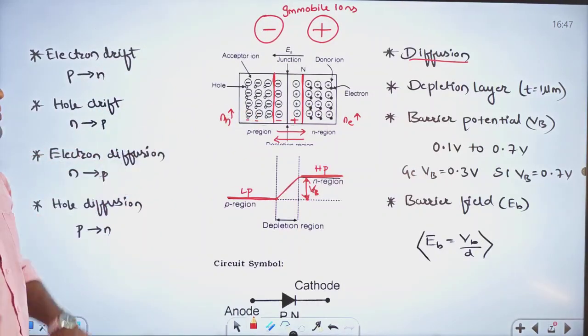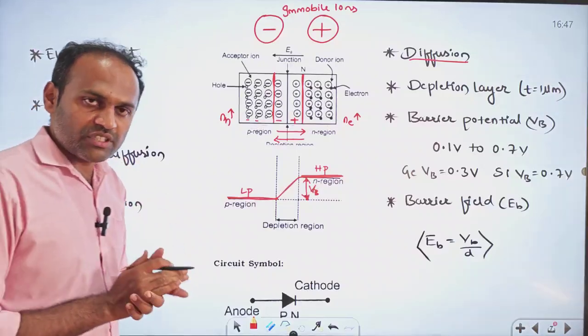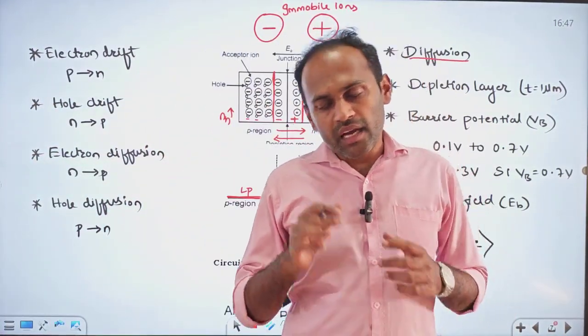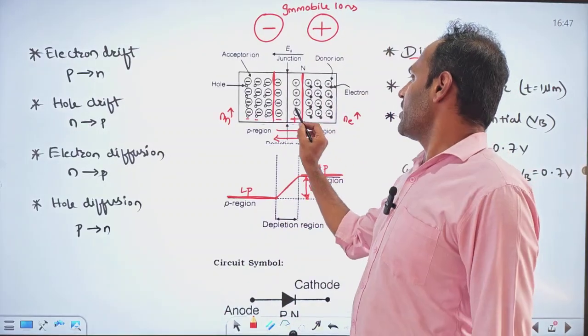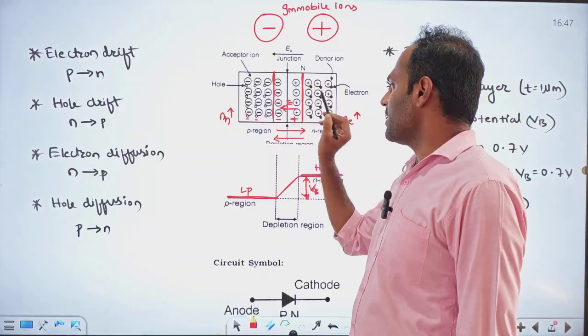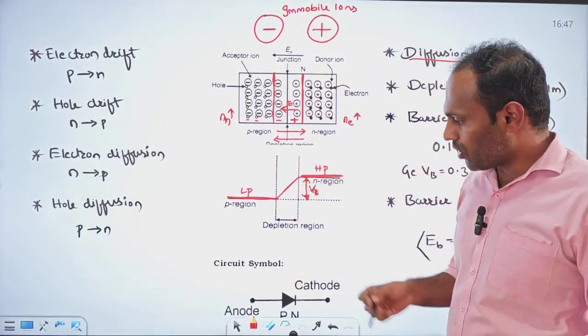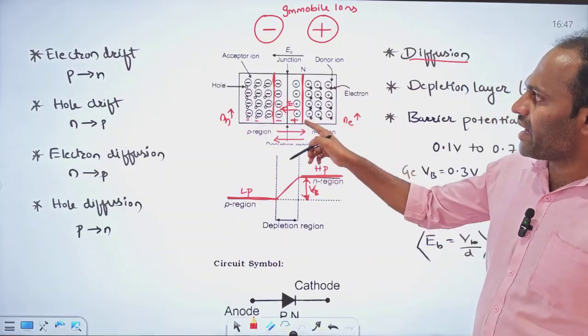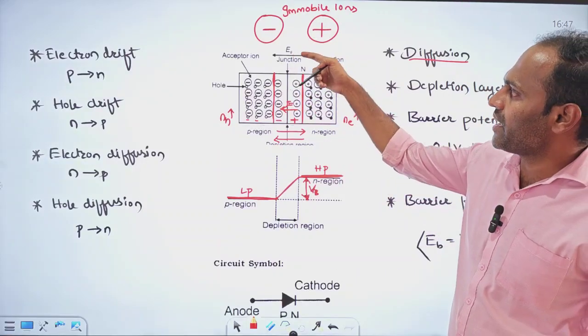So ಅಲ್ಲಿ ಒಂದು potential difference develop ಆಯ್ತು. Inside that depletion layer, there is a potential difference called barrier potential. And also there will be an electric field from N region to P region inside the depletion layer. That is called barrier field. ಅದಕ್ಕೆ barrier field ಅಂತ ಕರೀತಾರೆ. So barrier field is from N region to P region.